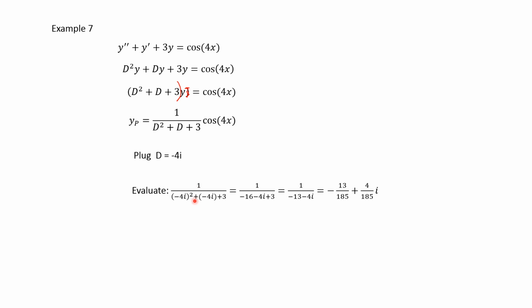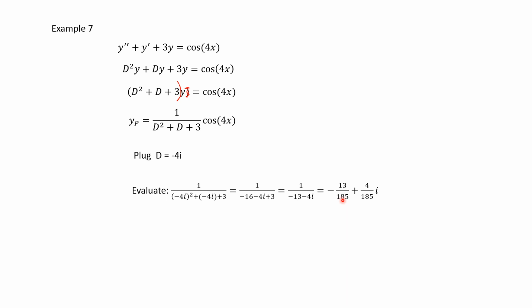So you have 1 over negative 4i squared plus negative 4i plus 3. That's the same as 1 over negative 16 minus 4i plus 3. That's the same as 1 over negative 13 minus 4i. You can use a calculator to determine this, or you can multiply this by its conjugate, that's negative 13 plus 4i.